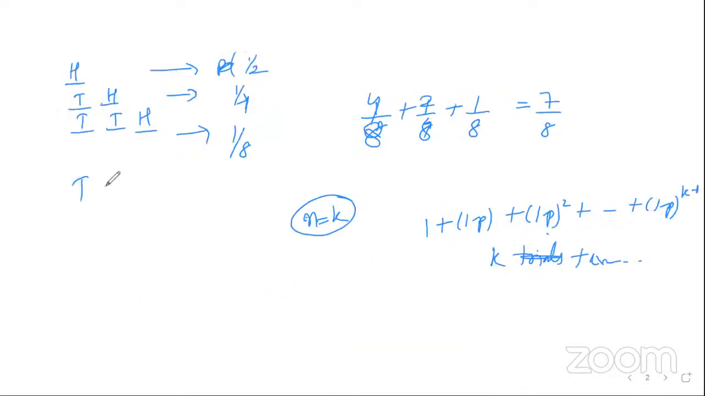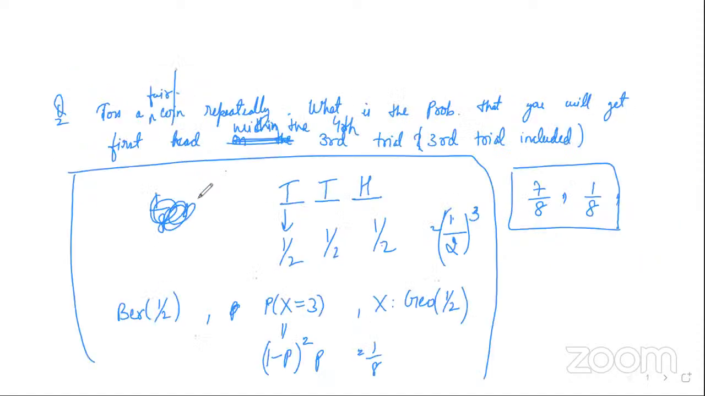So you will have TT, TH, correct? The question was first hit within the 4th. The probability will increase, because as the number of trials is increasing, you know that success will happen. So you have more chance.